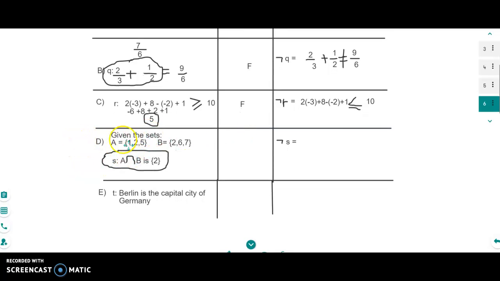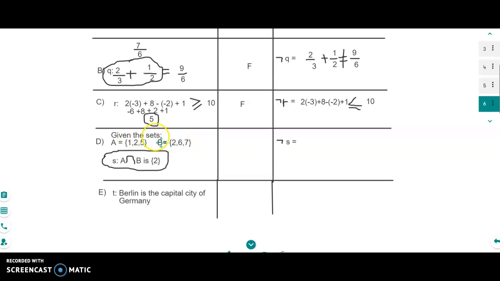Remember the sets. We can also use sets in these operations. So we have, for example, given the sets A and B, so A equals 1, 2, and 5, all right? And we have the set B, 2, 6, and 7. And they are asking us, the proposition S says A intersected with B is 2. So we are going to find if this is true or false. So let's check. Is this intersection equals 2?